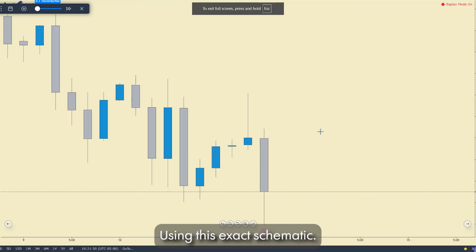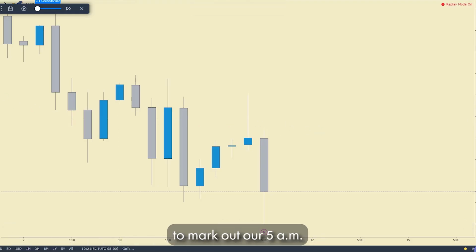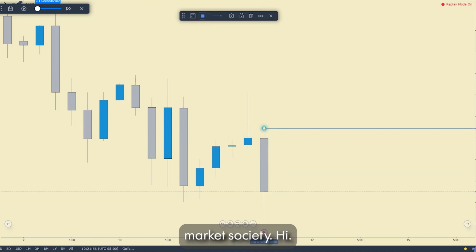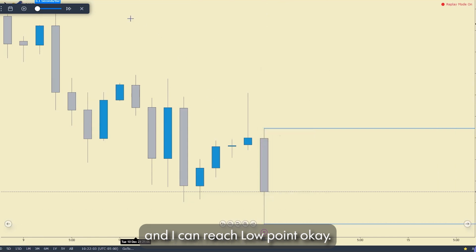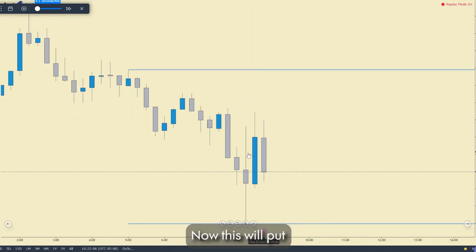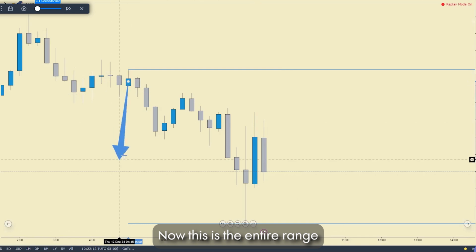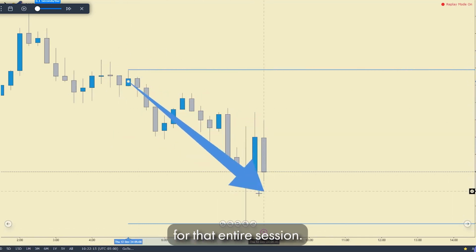Now let's go into an example actually using our 5 AM time CRT, using this exact schematic. So firstly, we're going to mark out our 5 AM 4-hour candle. So you can see we're on the 4-hour time frame here, and this is our 5 AM candle for this specific day. We mark out our CRT high, so our candle range high point, and our candle range low point. We then go down to the 50-minute time frame. Now this is the 50-minute time frame. Now this creates the entire range for that entire session.